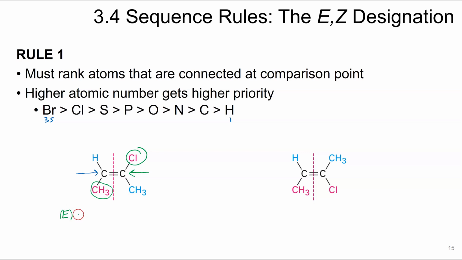So when we name this, this becomes E-2-chloro-2-butene.